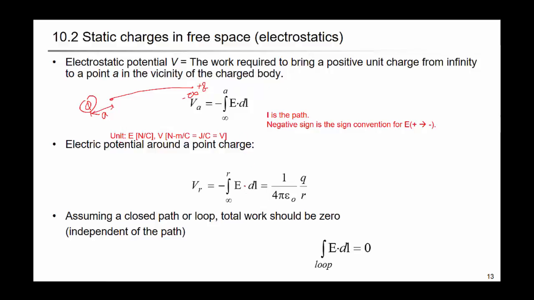So the electrostatic potential around the point charge can be defined as 1 over 4 pi epsilon 0 times q over r. We know that Newton per Coulomb is the unit of the electric field. So the electrostatic potential unit will be Newton times length over Coulomb, and this is the same as Joule over Coulomb, which is the same as the voltage, as I said here.